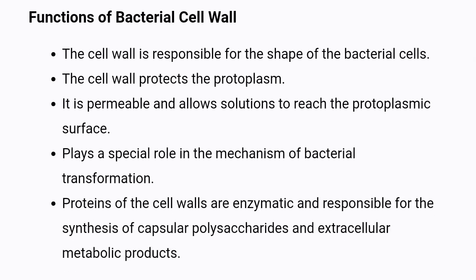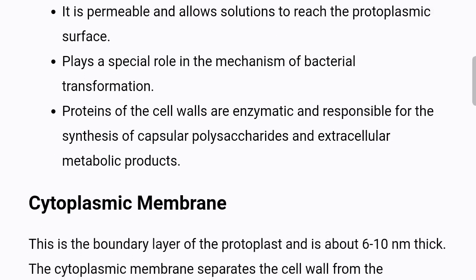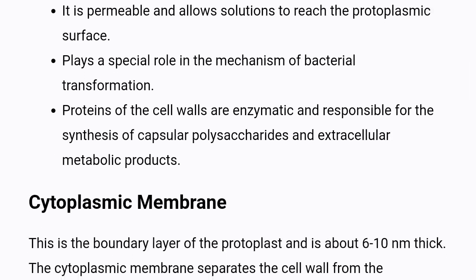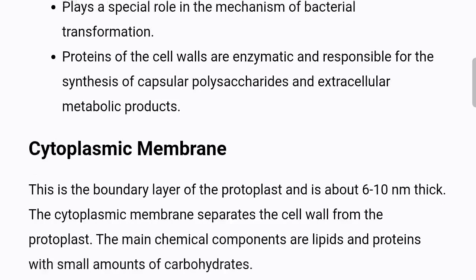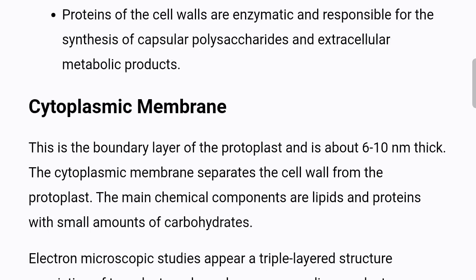The cell wall is responsible for the shape of the bacterial cells. The cell wall protects the protoplasm. It is permeable and allows solutions to reach the protoplasmic surface. It plays a special role in the mechanism of bacterial transformation. Proteins of the cell walls are enzymatic and responsible for the synthesis of capsular polysaccharides and extracellular metabolic products.